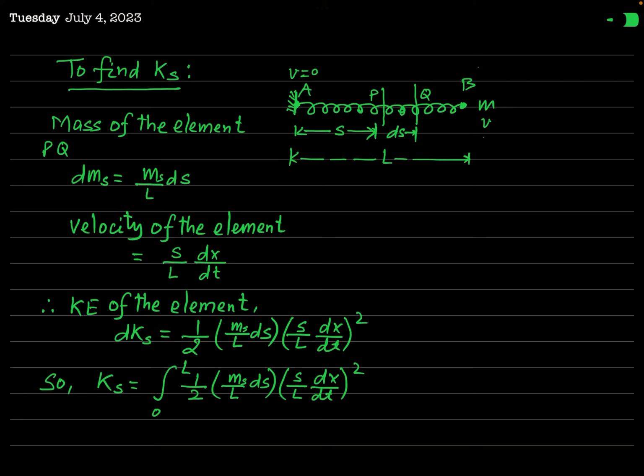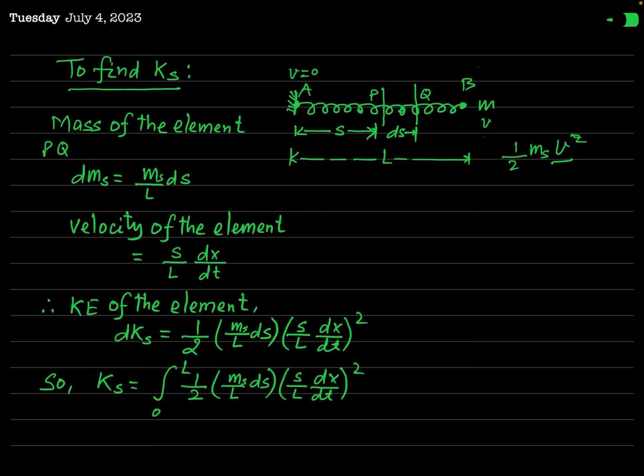Have you understood or not? The velocity of different sections of this spring will be different. So in this case, if you write the expression for kinetic energy by the formula half ms v square, what will be this v? You cannot say, because v is not constant. It varies from 0 to v. Okay.